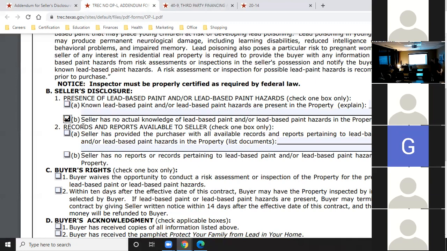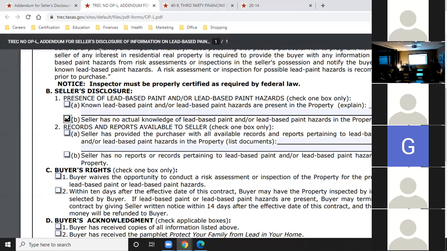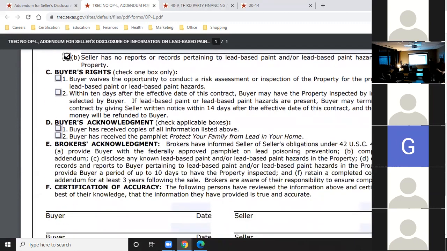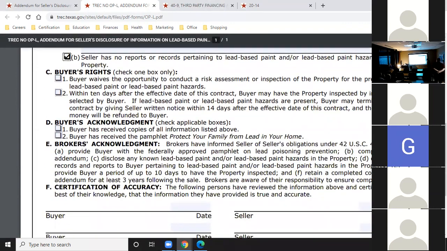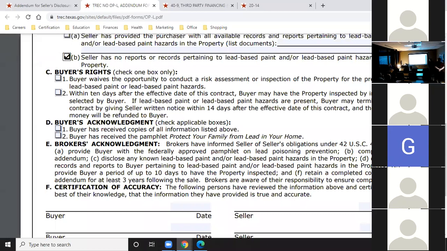Okay, so we're going to choose A or B. B. That's correct. Now, Miss Leela, Buyer's right, what do you think C is? A or C1 or C2? I want to say 2.